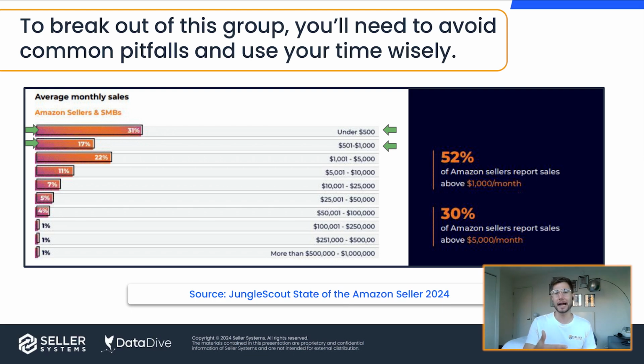And so some of the things we're going to cover today are going to explain what you have to do to break out of these top two groups here of about the 50% of people that are only making about $1,000 a month. We're going to talk about how to break out of that group.